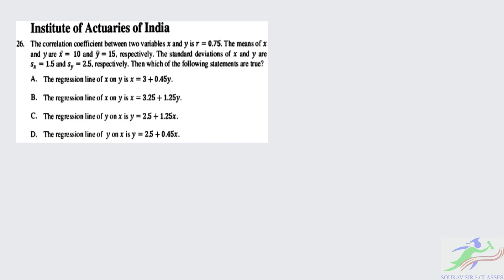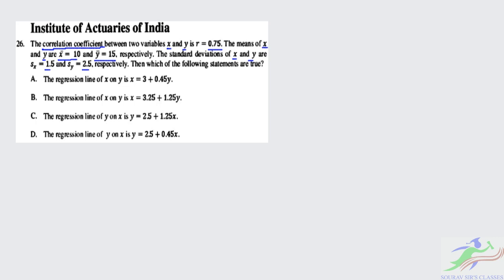Question 26 is saying that the correlation coefficient between the two variables x and y is r equal to 0.75. The means of x and y are x bar is 10 and y bar is 15, and the standard deviations of x and y are given as s of x is 1.5 and s of y is 2.5 respectively. Then we have to find which of the following statements are true.